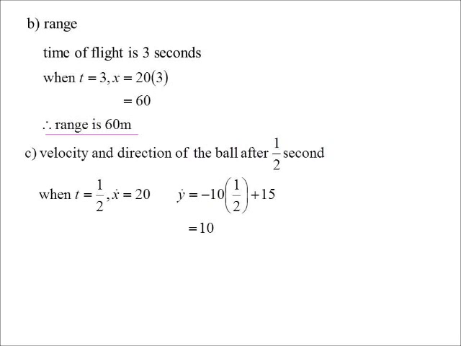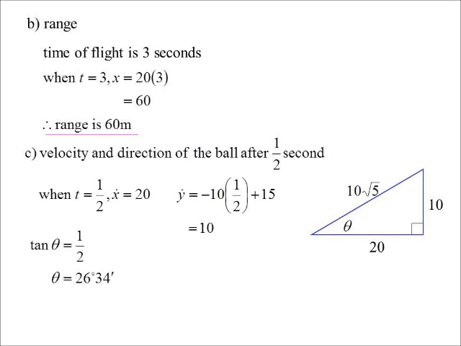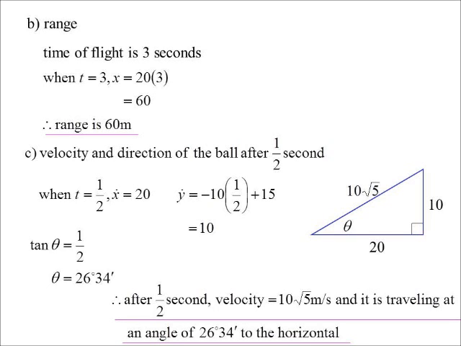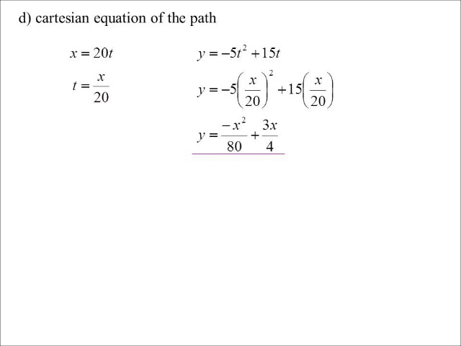So after half a second, constant velocity of 20 horizontally, vertically is 10. Remember, we use the velocities to work out the angles. And then I can just draw myself a little picture there. It is going up. And I know the angle is 26 degrees 34 using a bit of a trick, and the velocity using Pythagoras, 10 root 5. There we go. Cartesian equation. Alright, so eliminate the parameter. So t is x on 20, subbing in, and there's my quadratic.